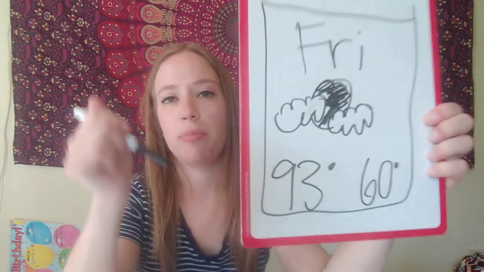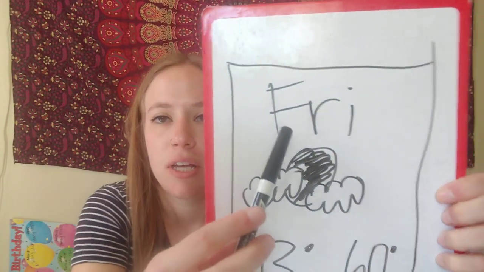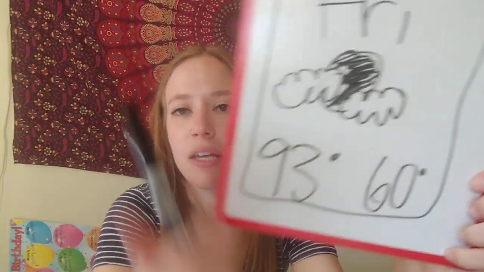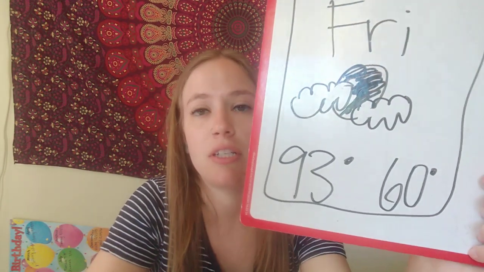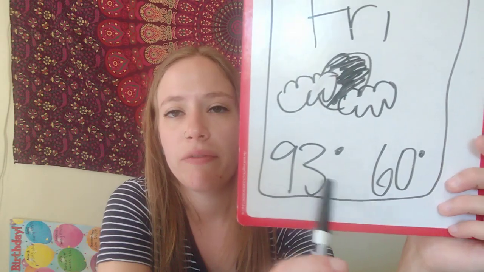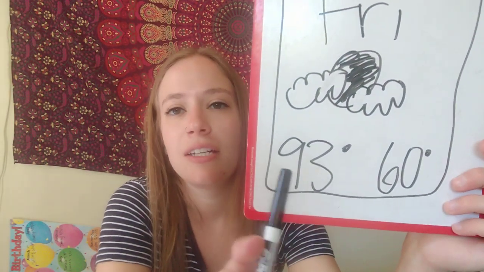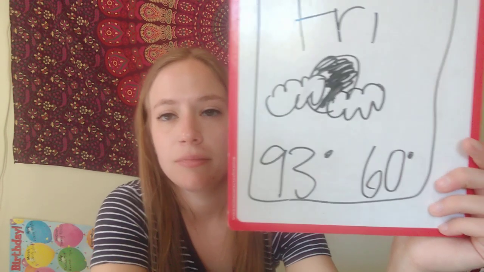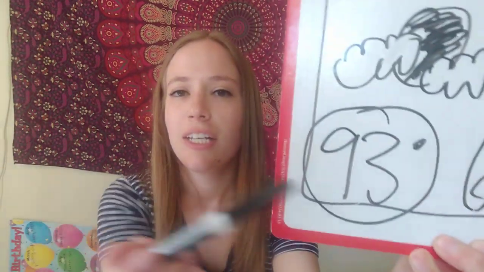Okay, so if you have your blue box around Friday, here's our blue box. FRI, which is short for Friday, the type of weather we're supposed to have, and one of these will be our highest expected temperature tomorrow and our lowest expected temperature tomorrow. So we're only going to look at our highest expected temperature. So which one of these temperatures will be our highest? 93 degrees or 60 degrees? And you probably guessed it. It is 93. So let's check out where that falls on our scale.